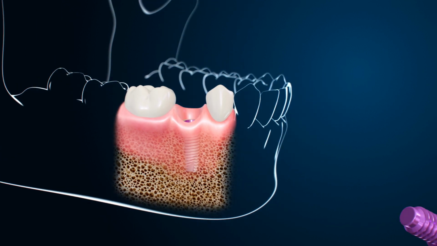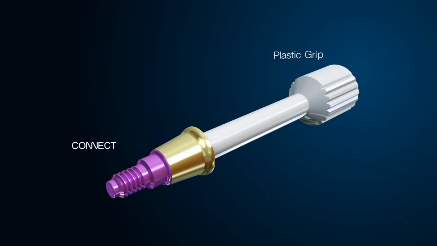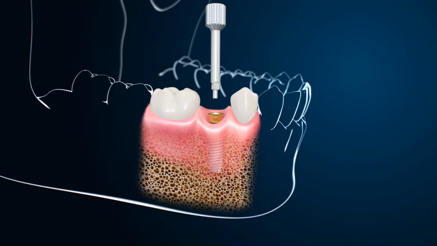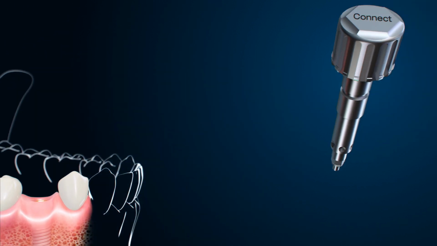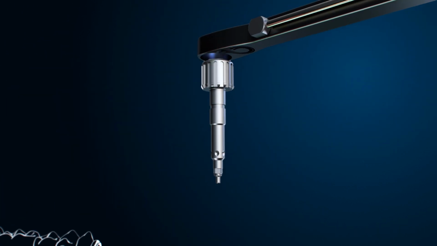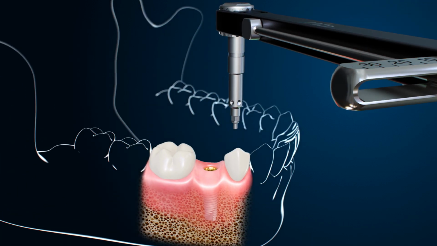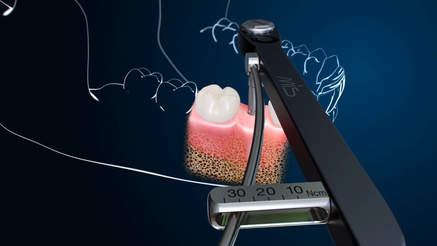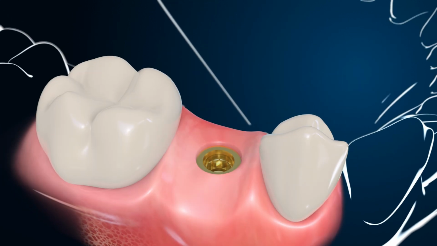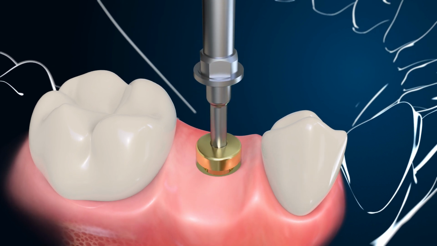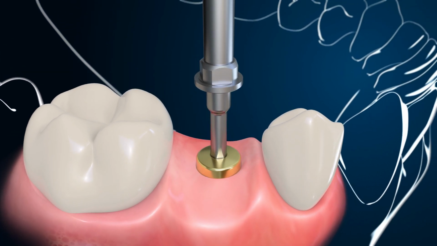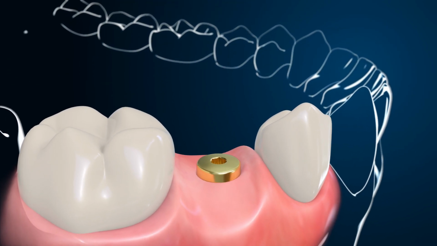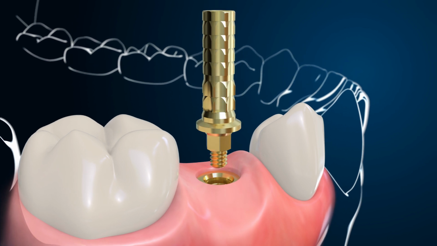level. The Connect procedure involves attaching the MISConnect to the placed implant according to the gingival height and platform and tightening it using the Connect insertion tool. At this point, there are two options available: either placing a healing cap for a certain period or loading with a temporary restoration.